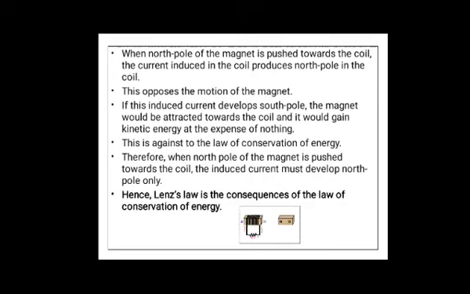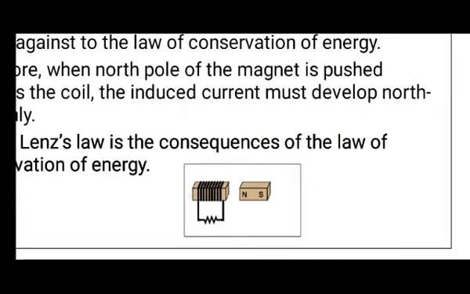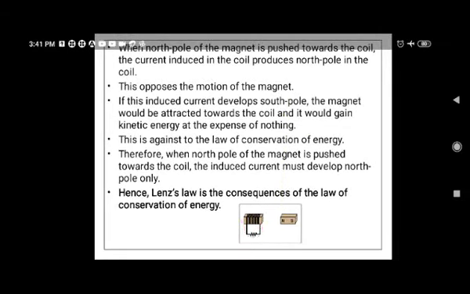You can see in this one, it is a little fast, but see it. When the north pole is moved towards the face of the coil, it behaves as a north pole. When it is moved away, suddenly it behaves as a south pole. And see the arrow marks there, they are changing when the magnet is moved and when the magnet is taken away. See the direction. Once it is anti-clockwise, once it is clockwise. Okay, hope this Lenz's law is clear to you.